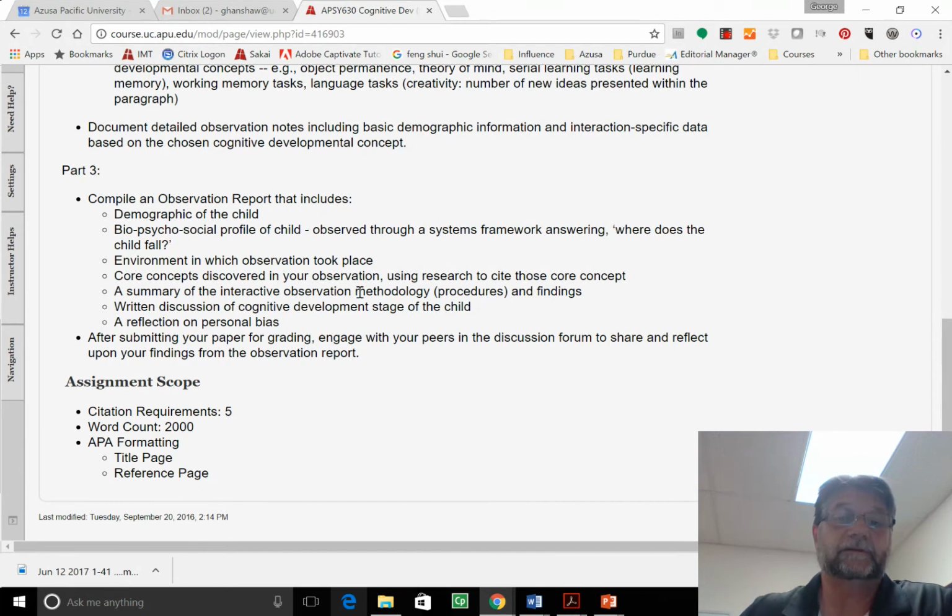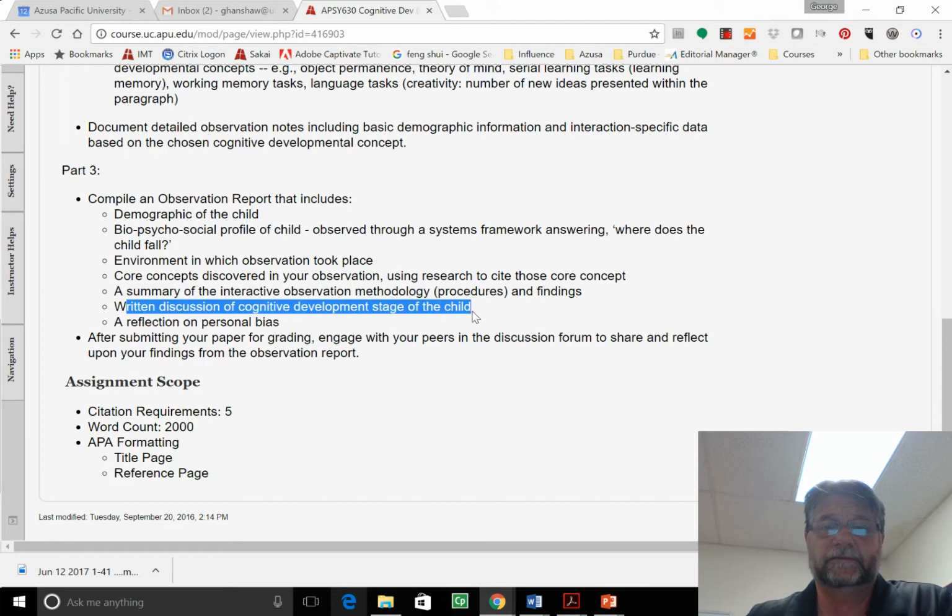So it just gives your report more support, if that makes sense. A summary of the interactive observation methodology, the procedures that you did. So did you talk with a child? Were you throwing a ball? What were you doing? Now the written discussion of the cognitive development of the child.